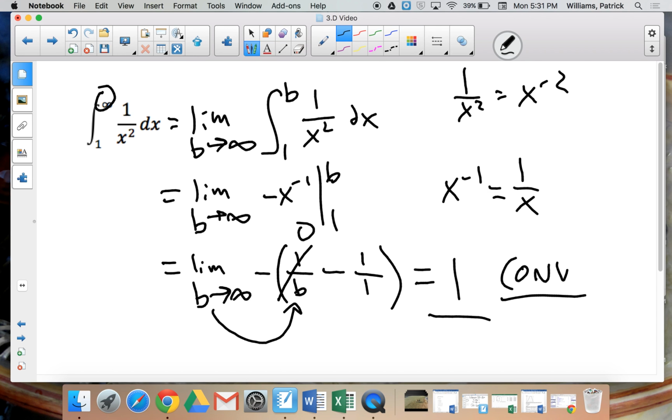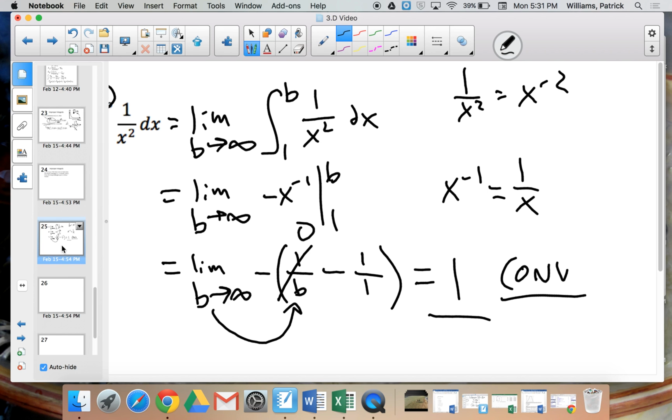So that's kind of interesting to think about, that if we take the area under the curve of 1 over x squared from 1 out to infinity, the area ends up just being 1. That's kind of one of those things that keeps you up at night. But we've proved it with the math, so we're all good. Okay? So let's try another one.